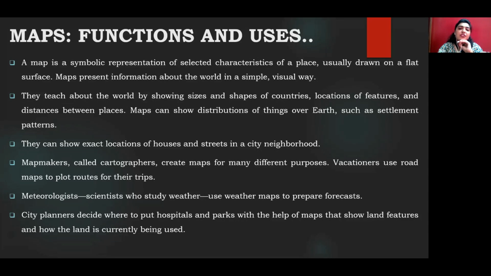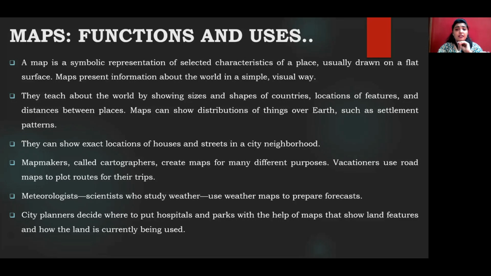So if I don't want to visit a country and I want to know the basic information of it, I can Google it, but that Google will also show me certain maps which will help me better understand. They teach us about the world by showing sizes and shapes of the countries, location of features, and distances between the places. Maps also show distribution of things over the earth, such as settlement patterns. They can show the exact location of houses and streets in a city neighborhood.